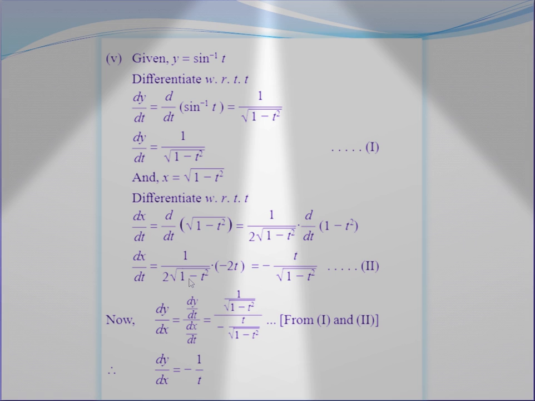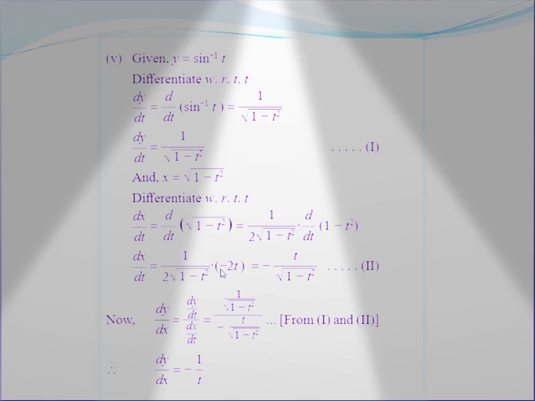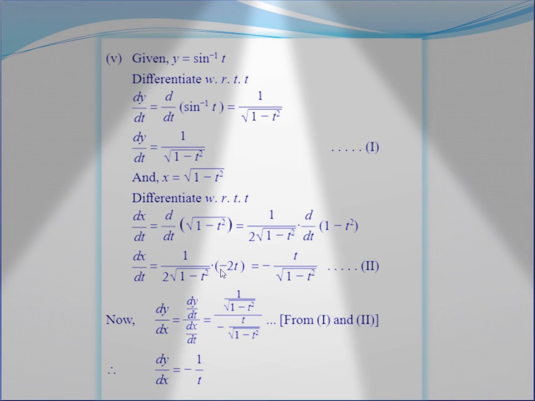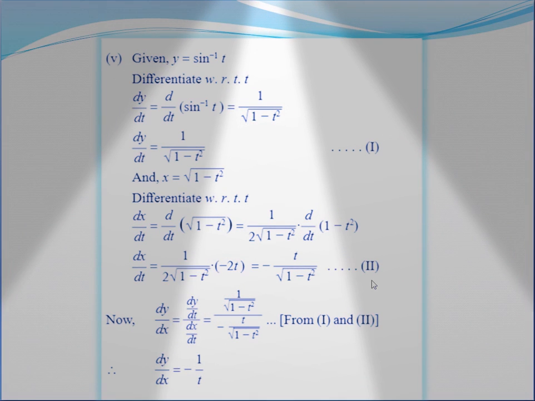Therefore, dx upon dt is equal to 1 upon 2 into under root 1 minus t square into the derivative of 1 minus t square, which is minus 2t. Now here 2 upon 2 cancels. Therefore, we get dx upon dt is equal to minus t upon under root 1 minus t square. Say this as equation number second.